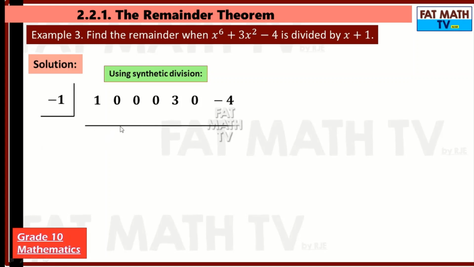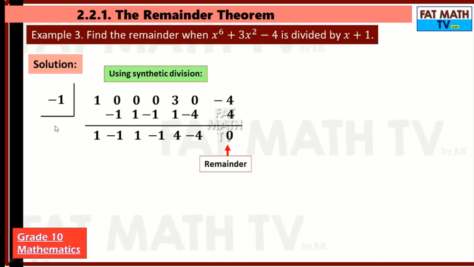So divide by negative 1. Bring down 1, negative 1, negative 1. Negative 1 times negative 1, positive 1. Then negative 1, negative 1, positive 1. 3 plus 1 is 4. 4 times negative 1 is negative 4. You add negative 4. Negative 4 times negative 1 is positive 4. And then you add 0. So this is the remainder. So the remainder is 0.